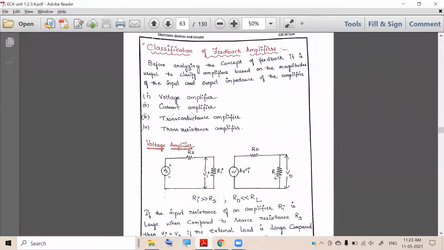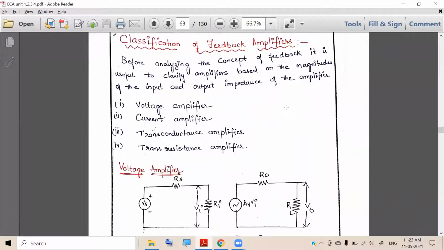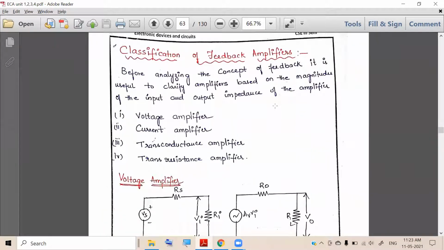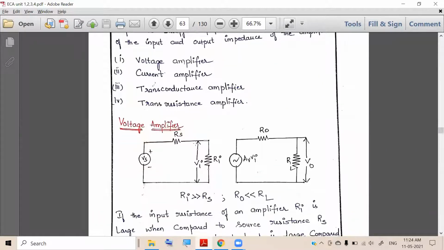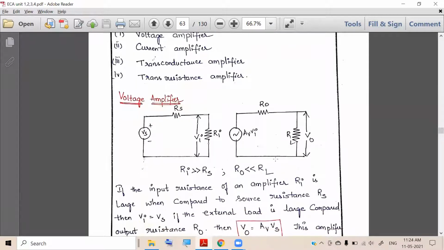Okay, in yesterday's class we were discussing the different amplifiers: voltage amplifier, current amplifier, transconductance amplifier, and transresistance amplifier. So what is a voltage amplifier? An amplifier which satisfies these conditions.